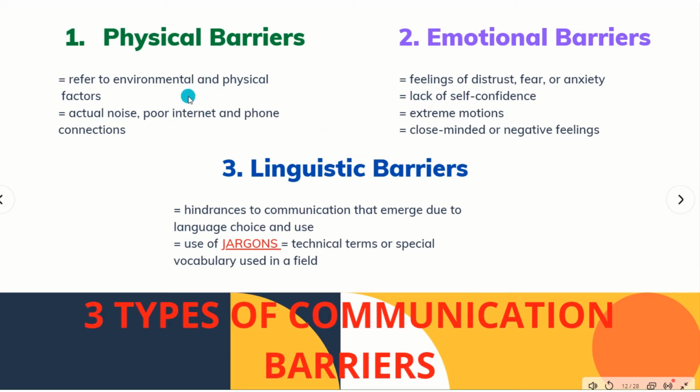Physical barriers refer to environmental and physical factors such as actual noise or poor internet and phone connections. For instance, a student is trying to connect to the internet for an online class, but the internet connection is very slow and unstable due to the heavy downpour of rain. Thus, the presence of natural calamities such as a typhoon results in an unreliable internet transmission that in turn hinders successful communication between the student and his or her classmates and teachers.